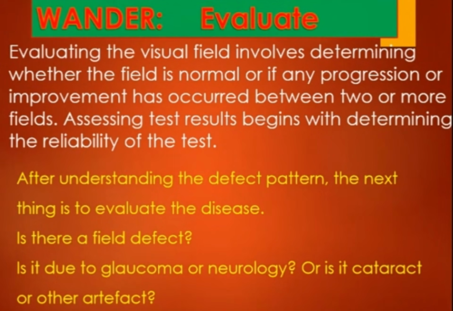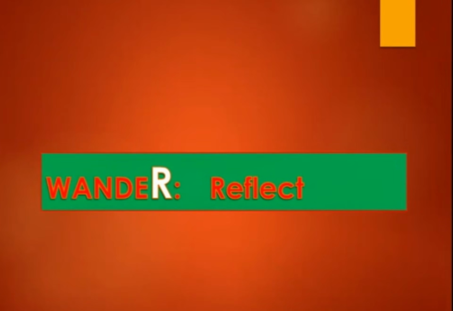the next is to evaluate the disease. You ask yourself if there is a field defect, if the defect is due to glaucoma or neurology, or if it is as a result of cataract or any artifact. Then you ask yourself if you can accept the test results as valid after checking your reliability indices, that is the catch trials, the false positive, the false negative, the fixation losses, and the short-term fluctuations. Then you go over to R, which is review or reflect.